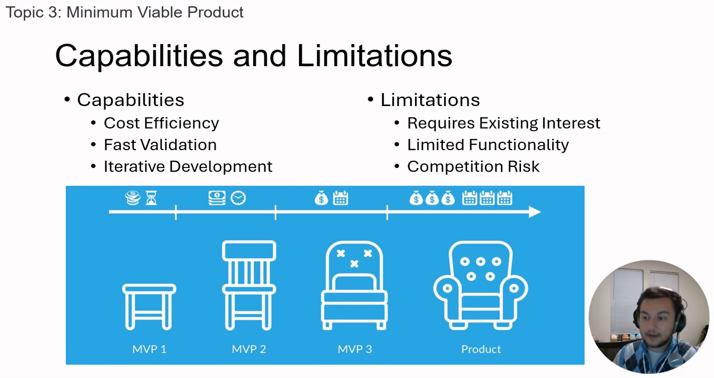If they don't, scrap it, you lost whatever. If they do, you can continue to develop it. But in terms of limitations, it's difficult because it requires existing interest. You need to be a big enough company that you won't just sink because you threw out one bad product.